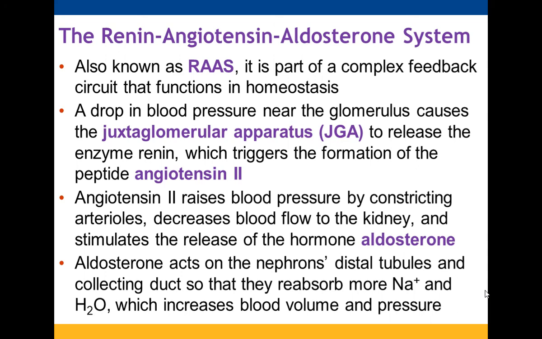And the reduction in that blood flow will cause aldosterone to be released. Aldosterone acts on the distal tubules of your nephrons and your collecting duct to take in more ions and more water. That's going to help to increase your blood volume and, as a result, your blood pressure.